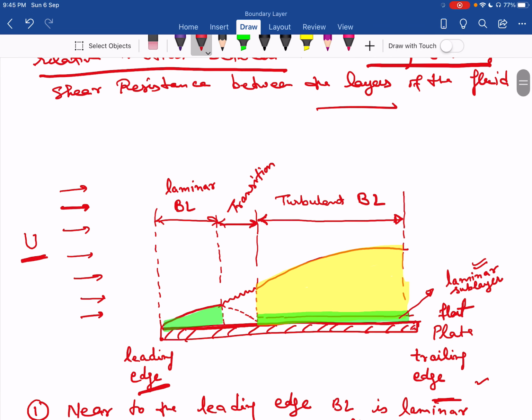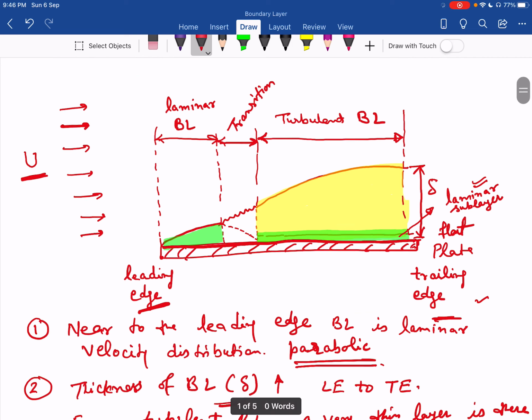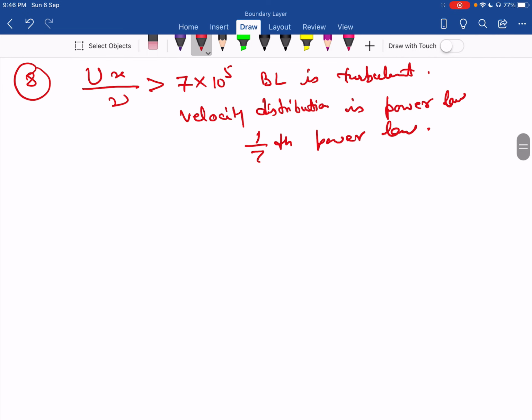Now we see how we measure the boundary layer thickness. This one is the boundary layer thickness, which we call delta. Now we see how we measure this value of delta. So next is boundary layer thickness.